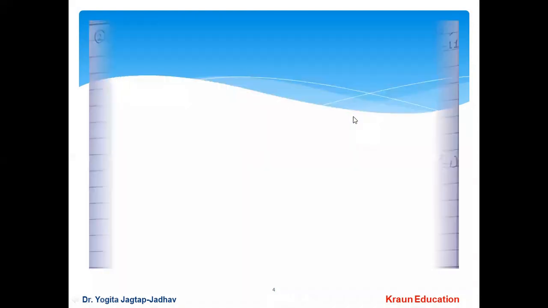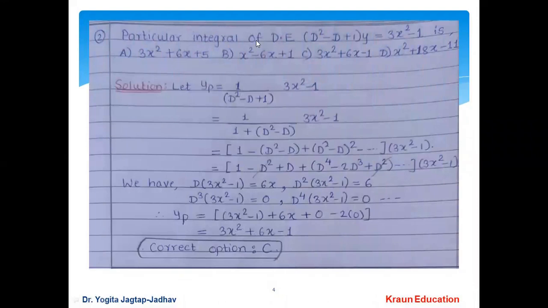Now look at the next example. In the next example, again, we have to find the particular integral of the differential equation D square minus D plus 1 operating on y equal to 3x square minus 1. Let us consider yp equal to 1 upon D square minus D plus 1 operating on 3x square minus 1. Here 1 is already present in the denominator. Therefore, we just rearrange the given denominator in the form of 1 plus D square minus D, operating on 3x square minus 1. By using the expansion of 1 upon 1 plus x, that is equal to 1 minus x plus x square and so on, we have this step.